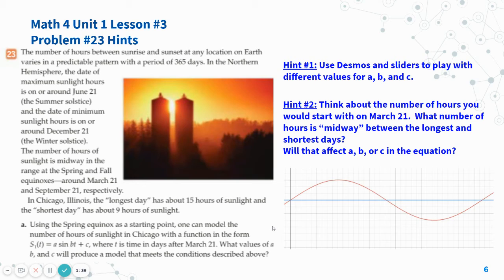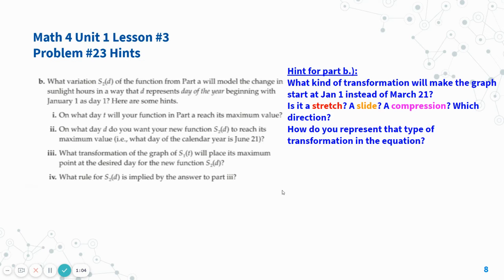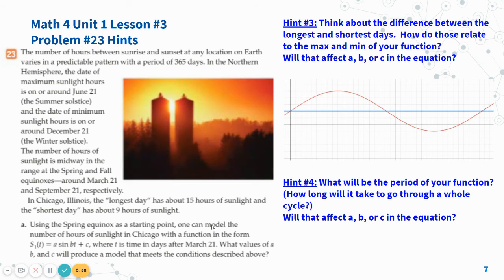So first you're going to talk about where's the midway point, and is that your A, B, or C in the equation. Another hint is think about the difference between the longest and shortest days. So that difference between your highest point and your lowest point, how do these relate to the max and min of your function? Will that affect A, B, or C in the equation? And then the last hint, probably a little bit tougher one, what will be the period of your function? In other words, how long should it take to go through a whole cycle for the length of days? And is that going to be affecting your A, B, or C in your equation?